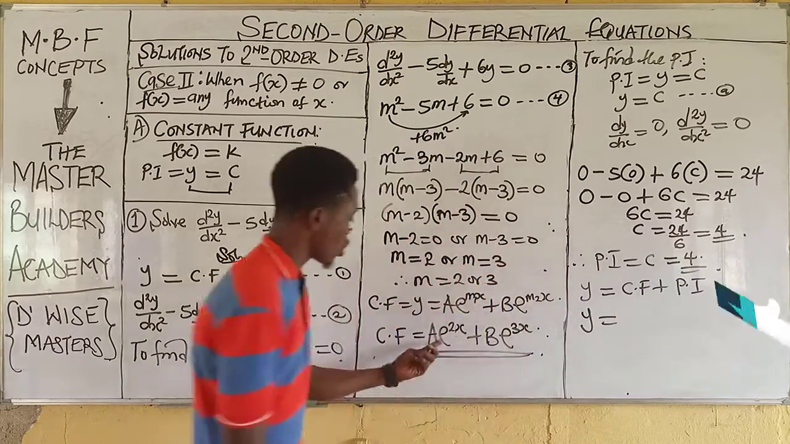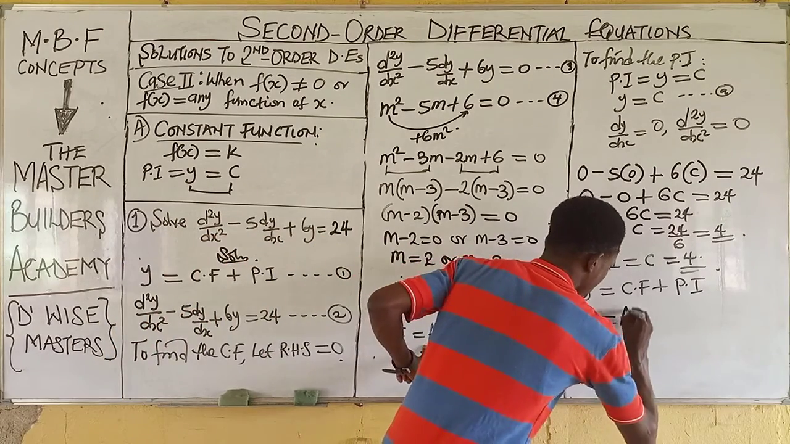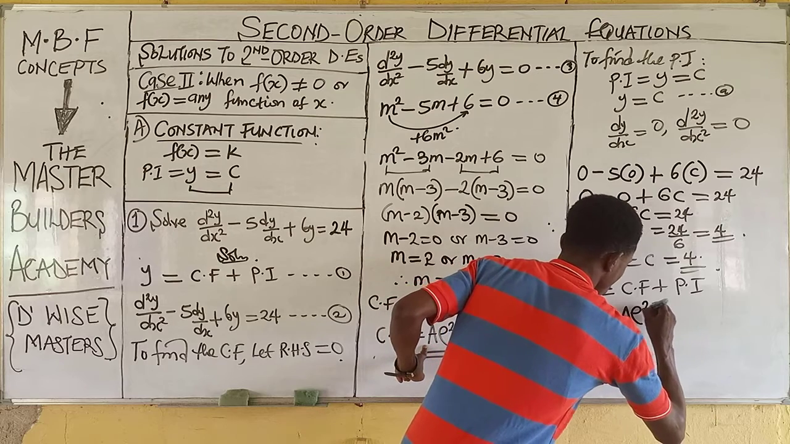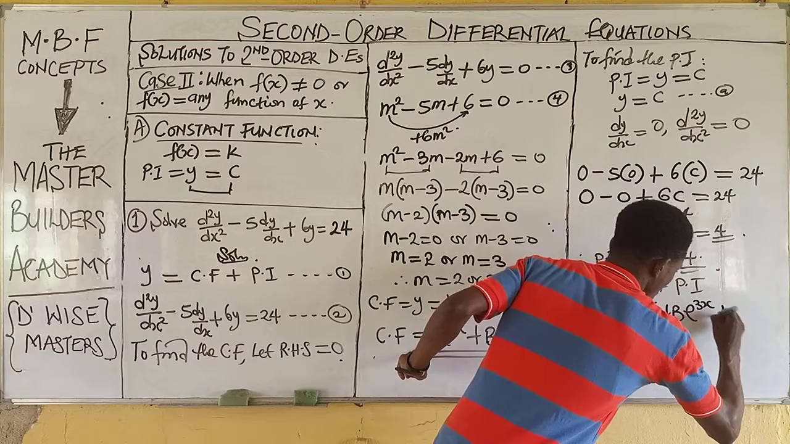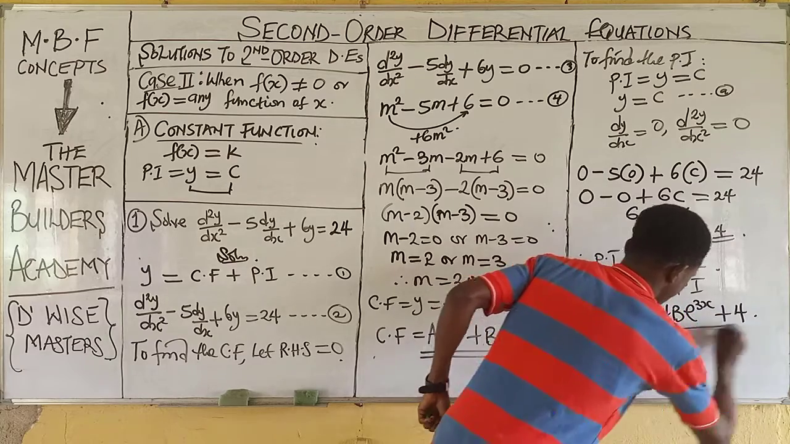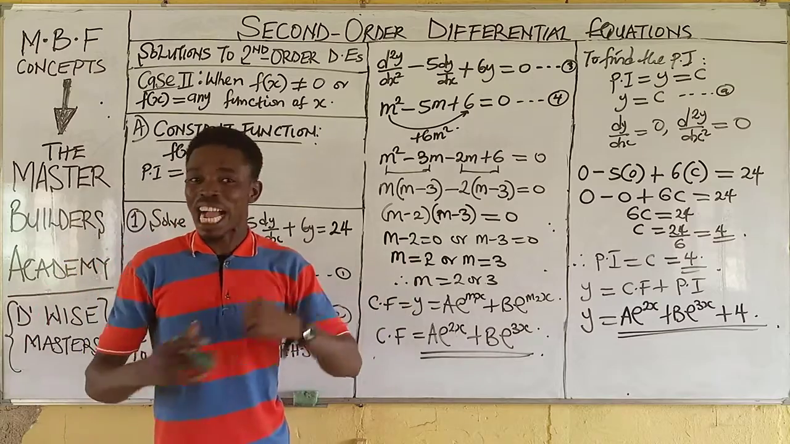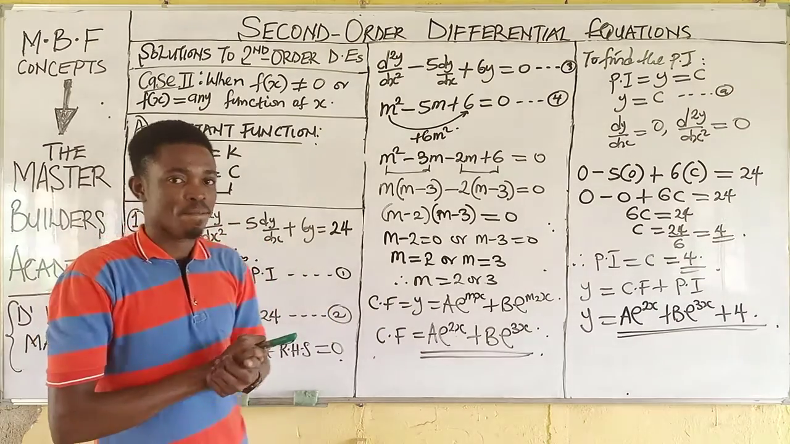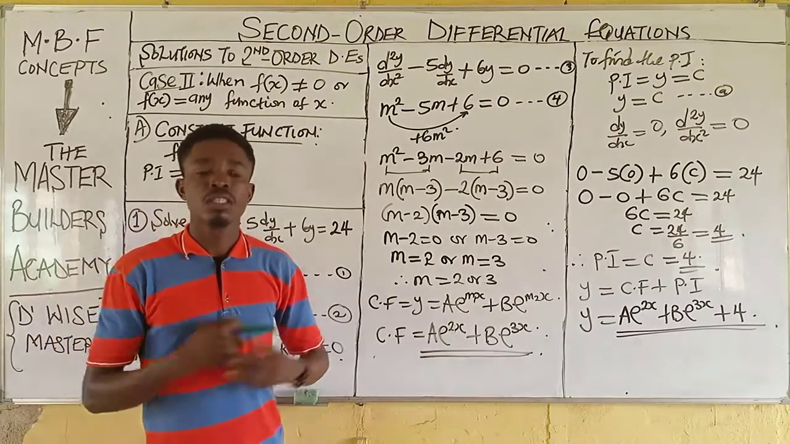What is our complementary function? Look at the results for complementary function here. Then you have a exponential 2x plus b exponential 3x plus 4 particular integral. This is the answer to this aspect of second order differential equation when f of x is constant.